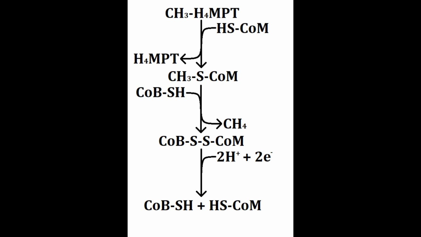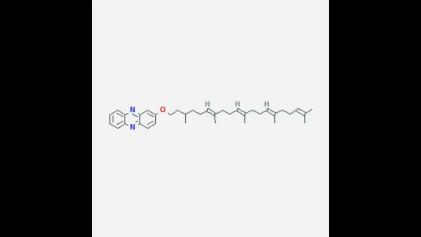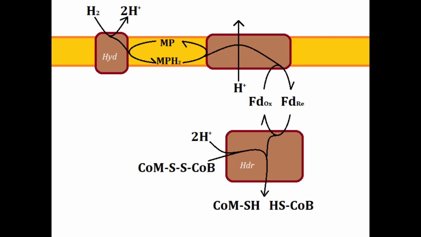Unlike acetogens, methanogens are known to use membrane-bound electron carriers like the aforementioned menaquinones and another type known as methanophenazine. These shuttle electrons between the hydrogenase enzymes, ion pumps, and the reducing enzymes.